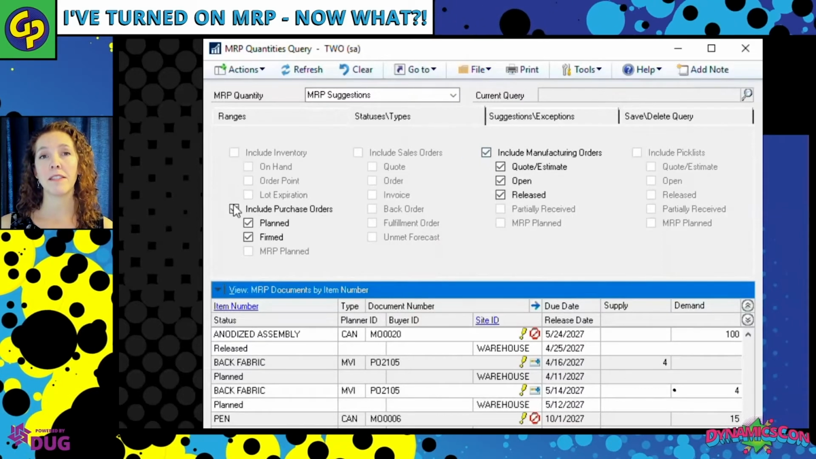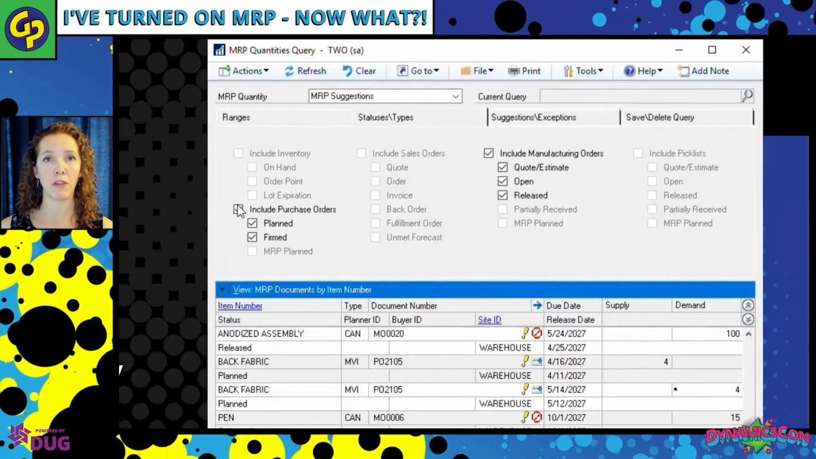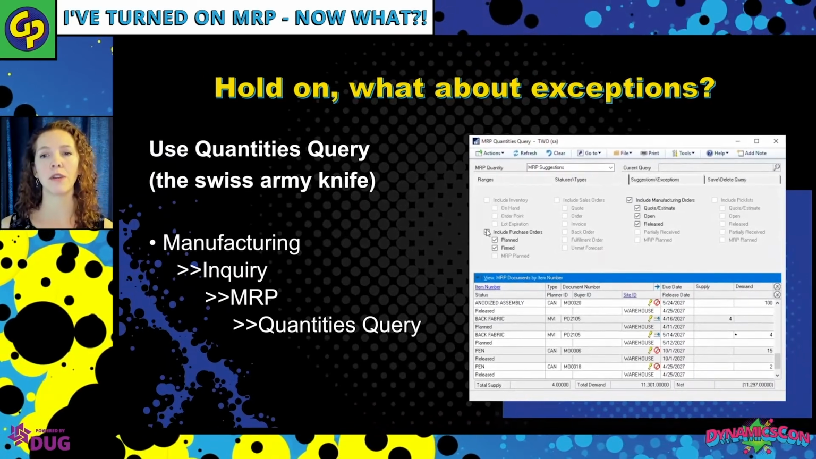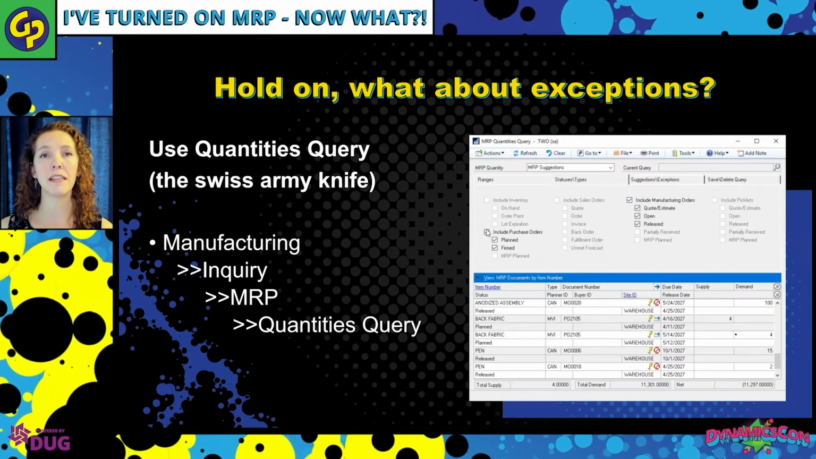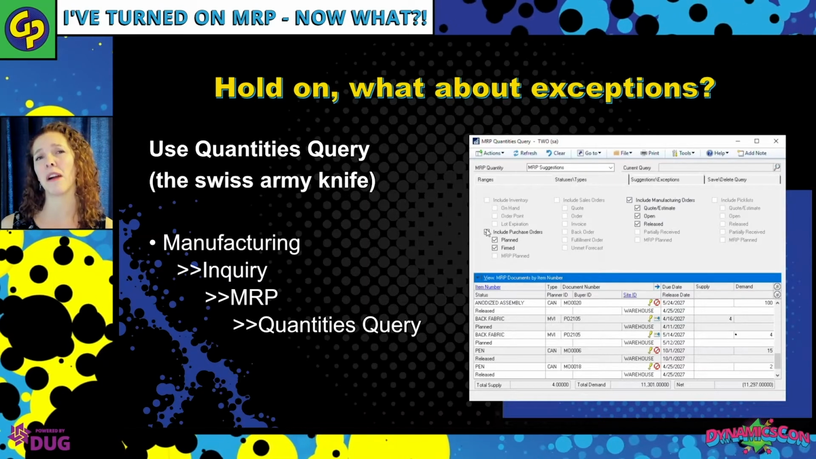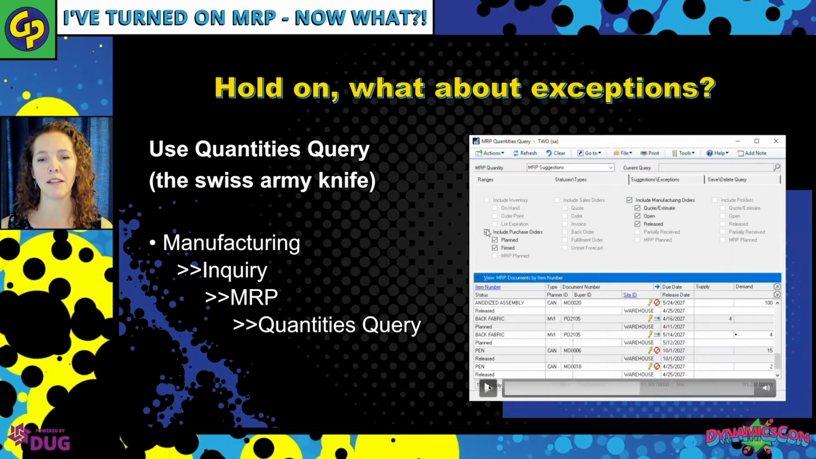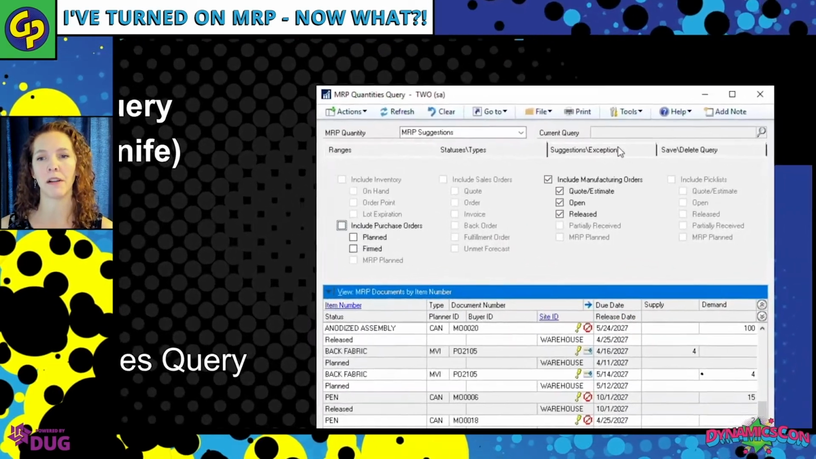Now, this is a super helpful window, but I might not want to see all of the information. Maybe I'm the planner. Maybe I'm the buyer. So if we click on the next tab, which is the statuses and types, we can see that you can include or exclude different types of manufacturing orders or purchase orders. And in this case, I'm just going to take away the purchase orders entirely because I'm not a buyer.